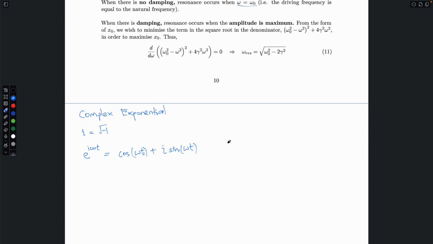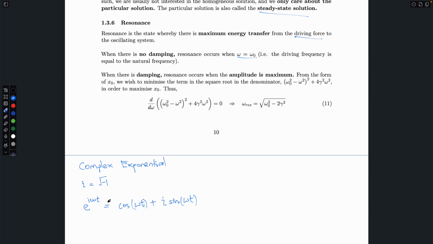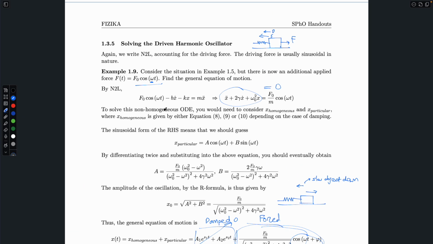So in this case, if we guess the solution to be e to the i omega t instead, rather than guessing a cosine omega t and so on, which is very annoying, we could just guess the solution to be a e to the i omega t. And then you can just plug it in. When you differentiate an exponential, the omega will just come down. So if you differentiate once, it'll just become i omega a e to the i omega t.